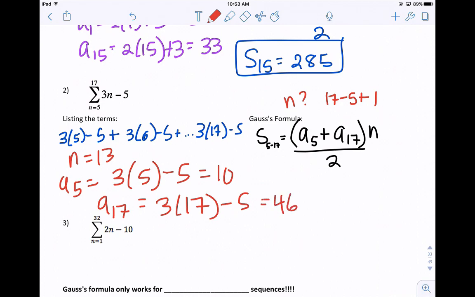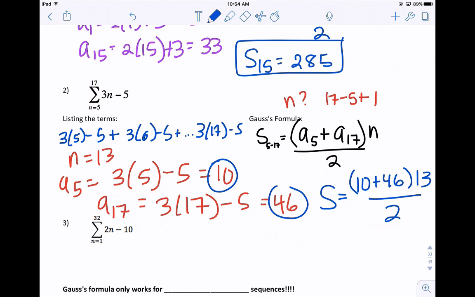All right, so now we put it all together in the equation. I'm just going to say S for the sum is 10 plus 46 times the number of terms, which we determined was 13, divide by 2. I'll set my calculator: 10 plus 46, enter, times 13, divide by 2. Ooh, I get a decimal.